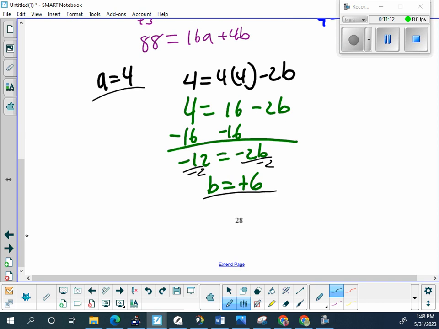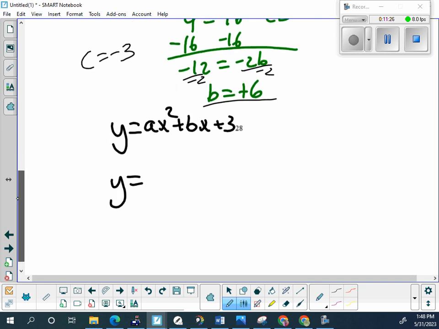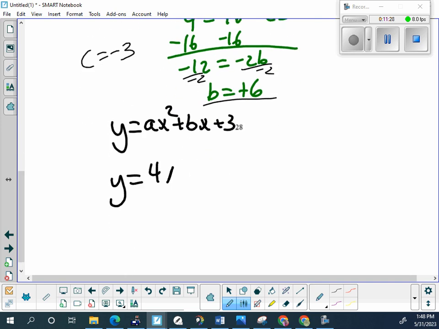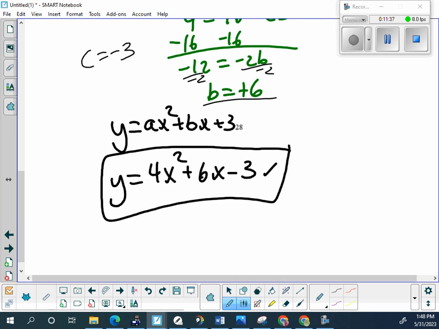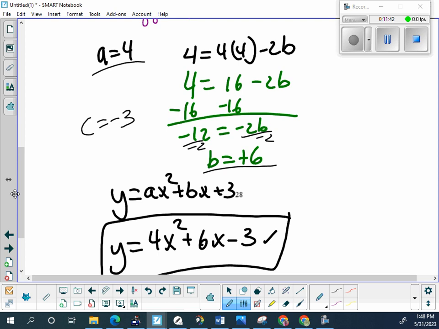Okay, so I have a, b, and c was negative 3 way back here. I'm going to put it all together in y equals ax squared plus bx plus c form. So y equals a was 4, x squared plus b is 6x minus 3, and that is my answer for that. And that is the end of my exam. I move on out of algebra to my next course. Looks like I did this testing.